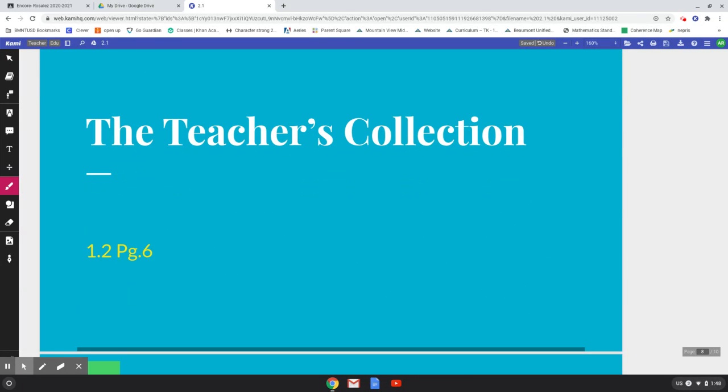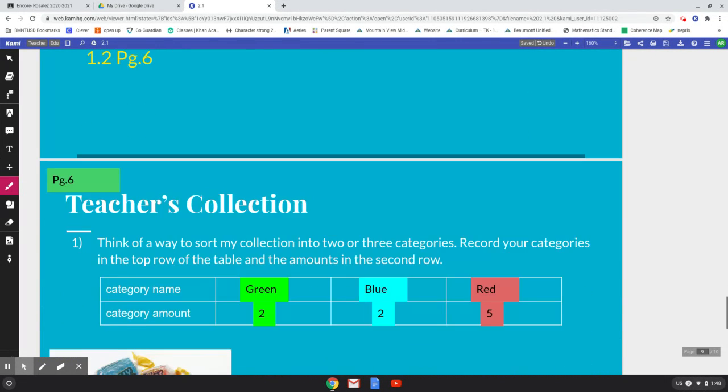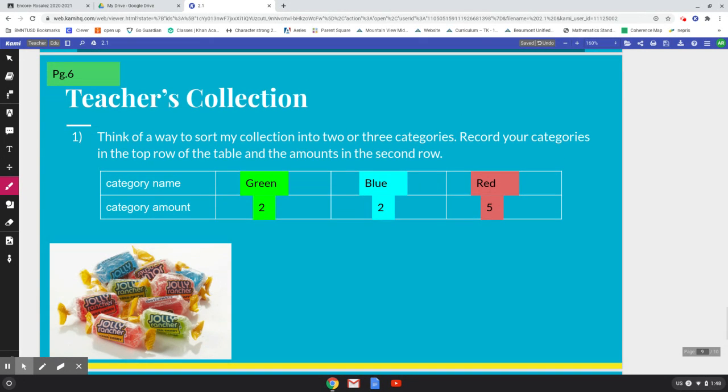All right, so now we're dealing with the teacher's collection. We're on lesson 2, and you're still on page 6. Okay, so it says the teacher's collection. Think of a way to sort my collection into 2 or 3 categories. Record your categories in the top row of the table and the amounts in the second row. So again, I have this picture of Jolly Ranchers, and I have a category name of green. There are 2 green. So the category name is green. The category amount is 2. And then I move to blue. I see 2 blues. So I labeled it blue for the category, and then the amount was 2.